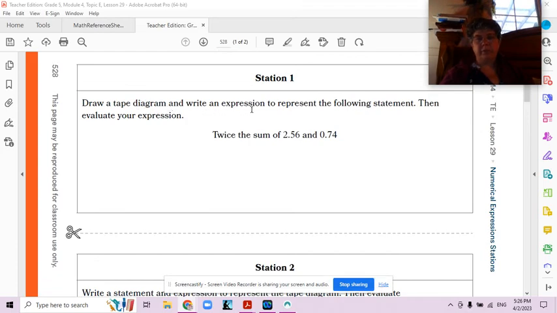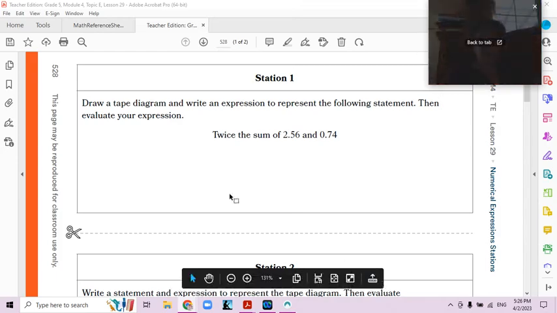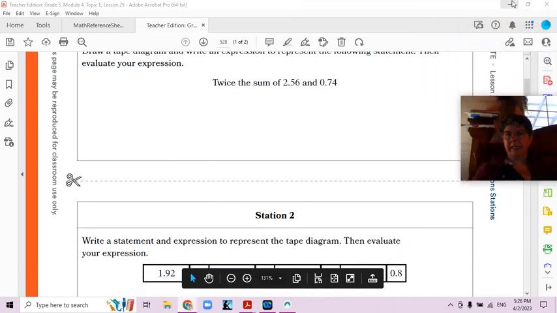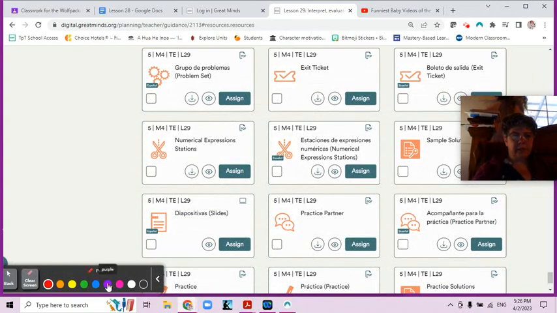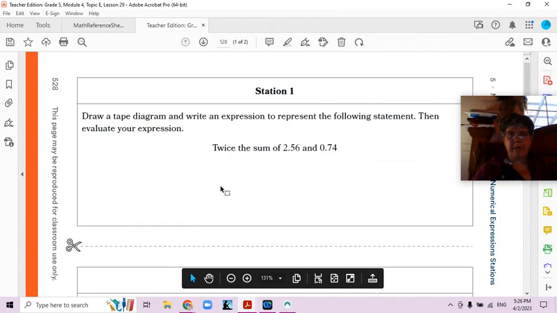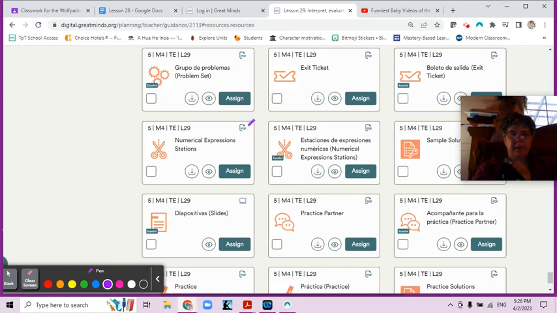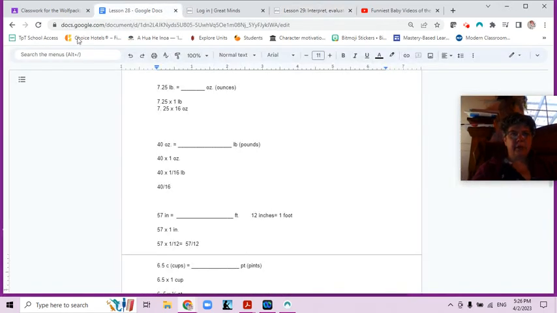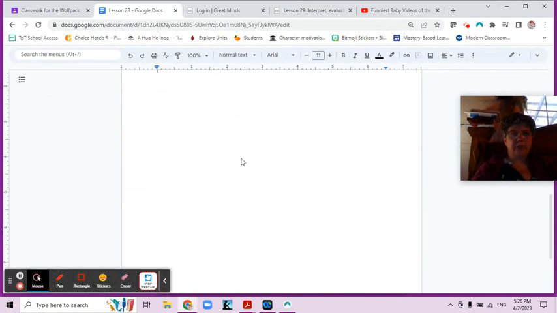Write an expression. So that's a number sentence. And evaluate your expression. Remember that evaluate means to solve. Okay, so I'm going to try and get my pens here because I'm working on this PDF. Let's see if it'll work. No. Okay, so let me see if I can just, you have it on the book in front of you, so I'm going to do it on this Google Doc right here. Okay, so number 1, draw a tape diagram to represent twice the sum of 2 5600ths and 7400ths.